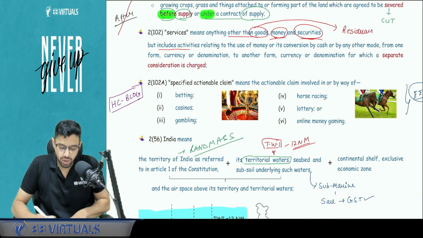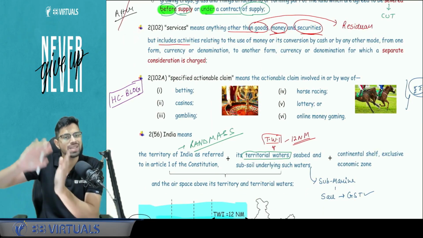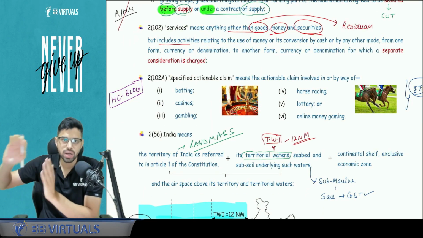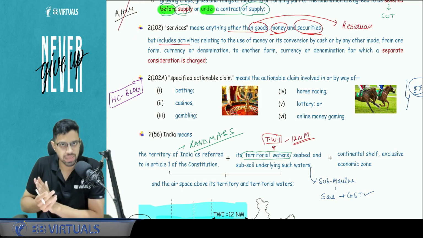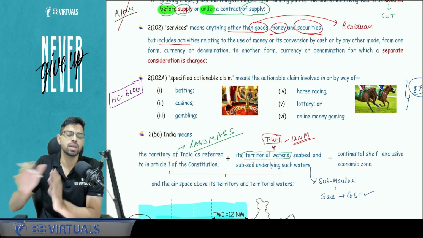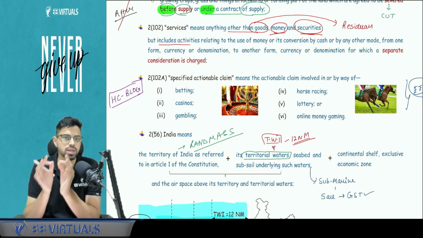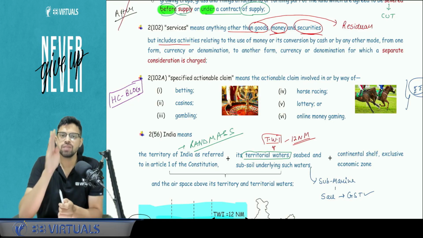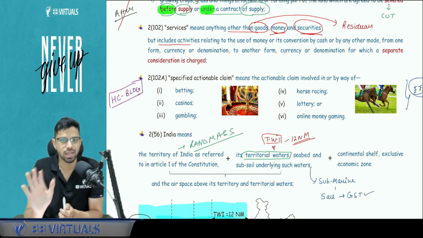Second definition, important: services. What is services? Services means anything apart from goods. Money and securities are still excluded from the ambit of services. So money and securities are not under the ambit of GST because they are not goods and not services. If something is not goods and not services, GST cannot be applied.